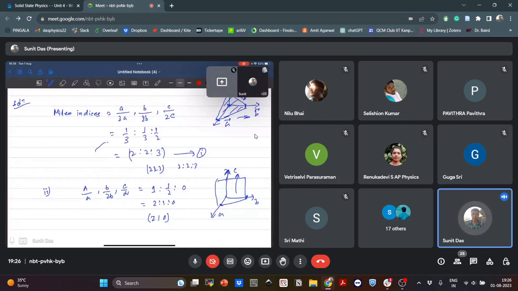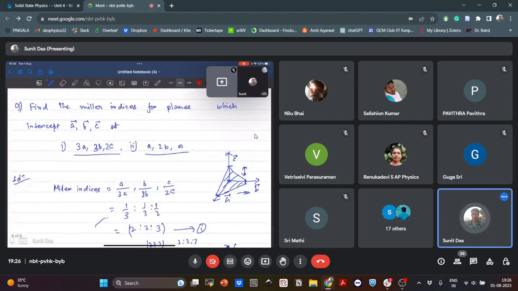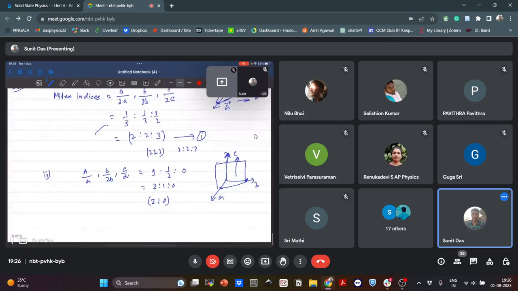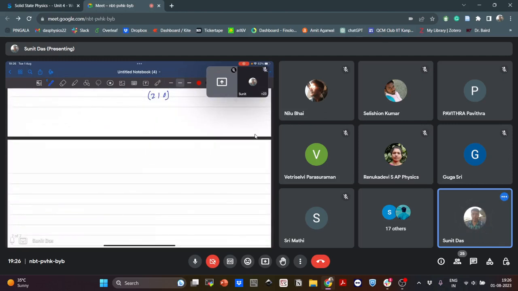I think with these two problems regarding the Miller indices, you will be able to solve all those diagram problems. Okay. Next.